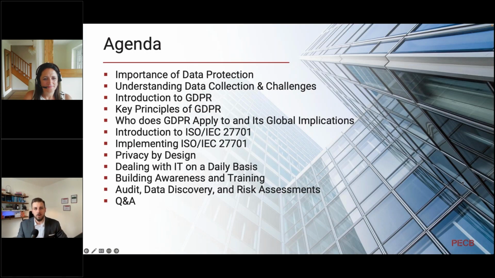So today we're going to discuss the importance of data protection and understanding data collection and the challenges around it, GDPR and the key principles of GDPR, who GDPR applies to and its global implications, and how it ties into the ISO 27701 standard, privacy by design, dealing with IT in relation to privacy on a daily basis, training and awareness, audit, data discovery, risk assessments, and then we'll close with a Q&A.